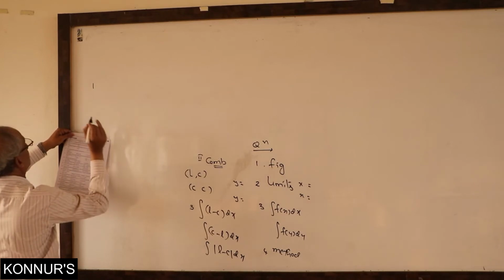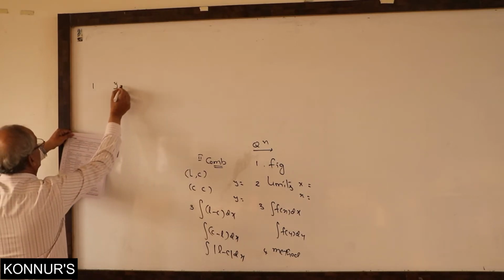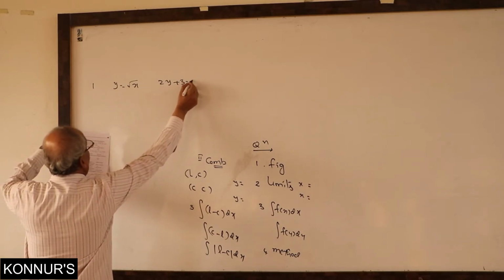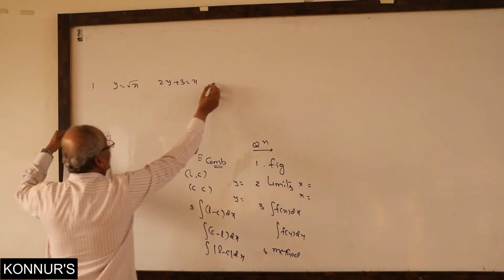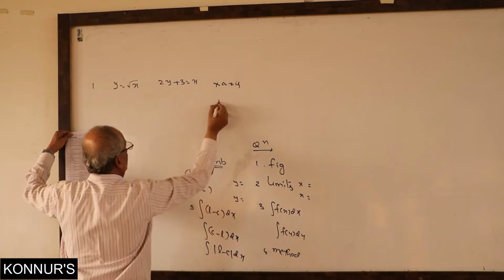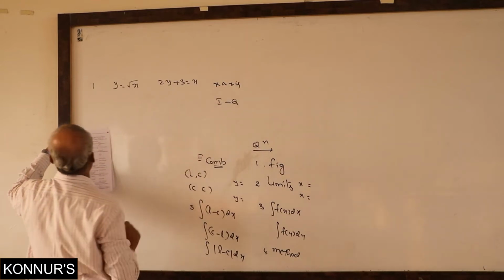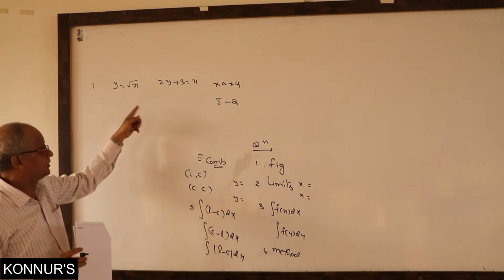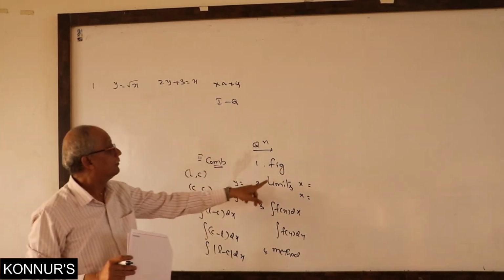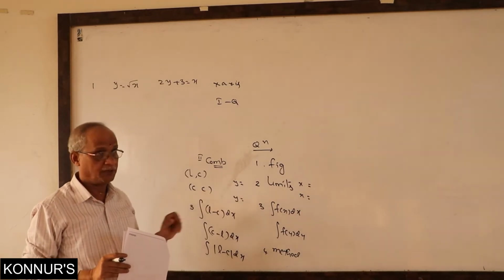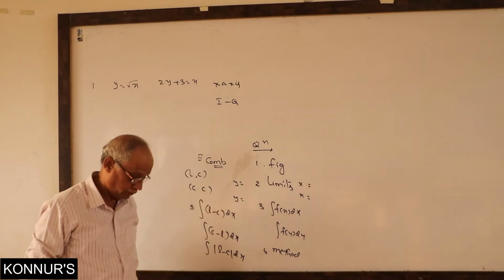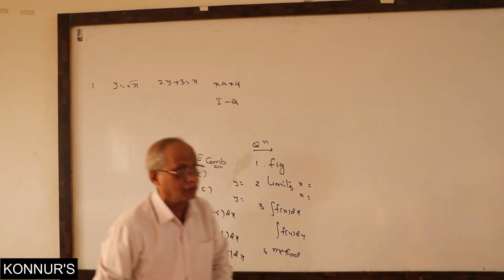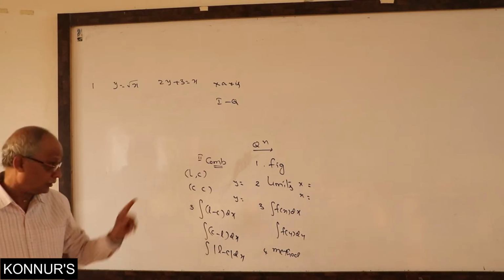First problem, what are the functions present here? y equal to root x, 2y plus 3 equal to x, x-axis, first quadrant, total information given. What is missing here? Limits. Limits are missing. You have to find them. How to find limits? If you draw the diagram, then you understand.